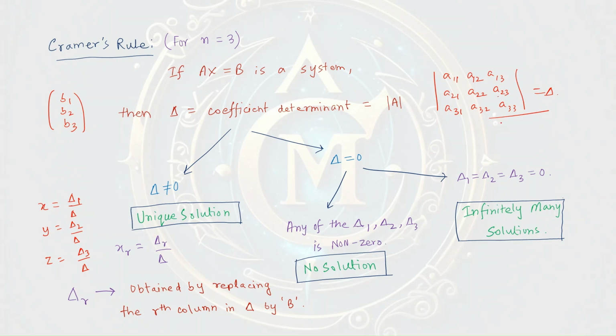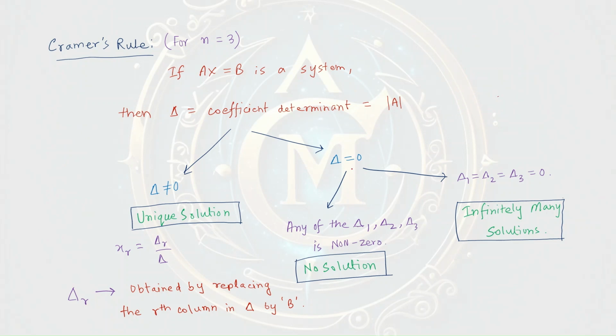So in this example, let's say x3, the third variable in this equation, is z. If we want to calculate delta 3, which you can also denote by delta z for simplicity, delta 3 will be calculated by simply replacing this column by B1, B2, B3, and then this will be equal to delta 3. Similarly, you can calculate for x and y also.